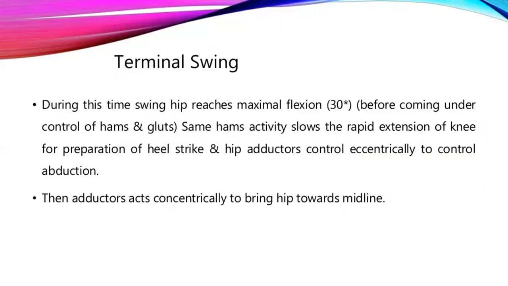The terminal swing. During this time, the swing hip reaches maximum flexion up to 30 degrees before coming under control of the hamstring and gluteus maximus. Hamstring activity slows the rapid extension of the knee in preparation for heel strike, and the hip abductors control eccentrically to control abduction. Then the adductors act concentrically to bring the hip towards the midline.